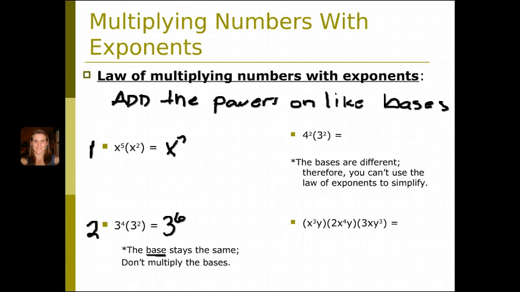Over here, this next little problem here, 4 to the second times 3 to the second, since the bases are different, you cannot use the law of exponents on adding the powers. You cannot say that 2 plus 2 up here is 4 because the bases do not match. The only thing that you could do is figure out that 4 squared equals 16 and multiply that 16 times the answer to 3 squared, which is 9. What is 16 times 9? I believe it's 144.